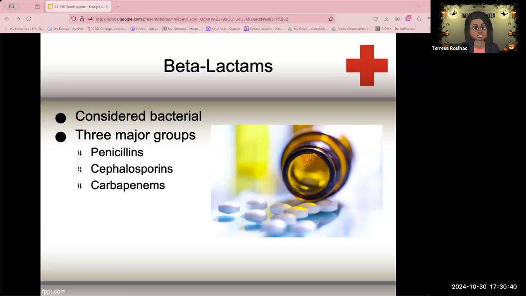Now, despite their effectiveness, it's still important to note that most agents in the beta-lactam class are not effective against methicillin-resistant Staphylococcus aureus, also known as MRSA. Why? Well, MRSA is a significant concern in the surgical setting due to its resistance to commonly used antibiotics, necessitating the use of alternative treatments.